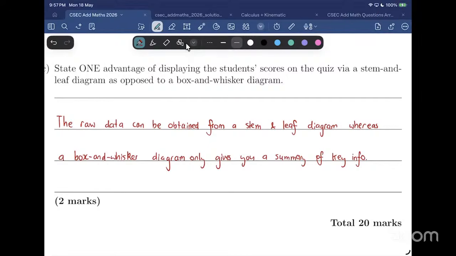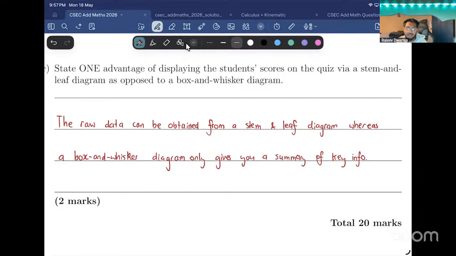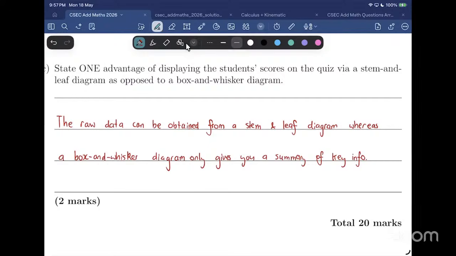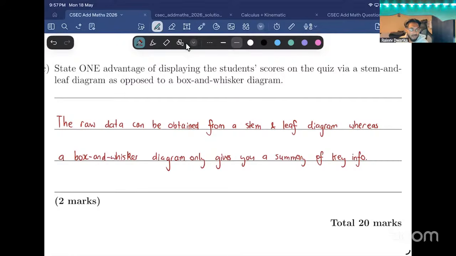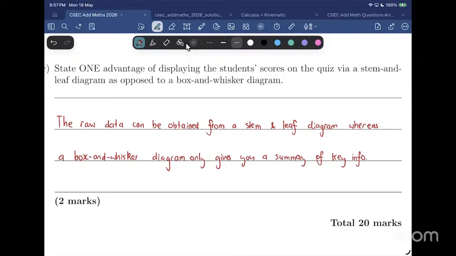If you wanted to do any study of data, let's say you wanted to find the standard deviation, you can't do that from a box and whisker, but from a stem and leaf you could. If you recall, standard deviation is the square root of the sum of (x minus x bar) squared over n, and it allows you to find how spread out the data is with respect to the mean. But for that you need all the raw data. A box and whisker is just a summary. You can't really do much with it.